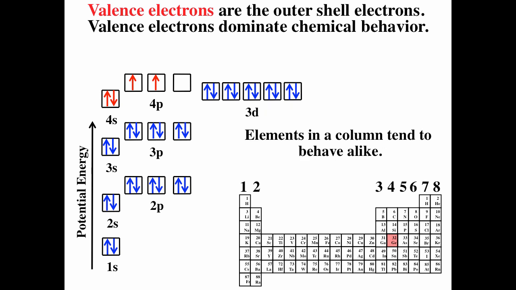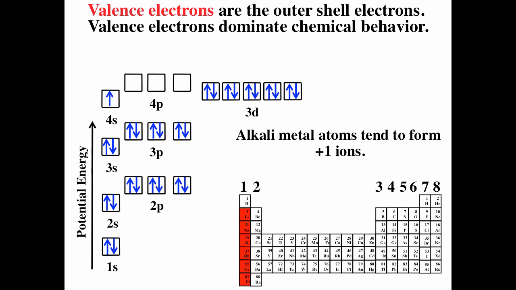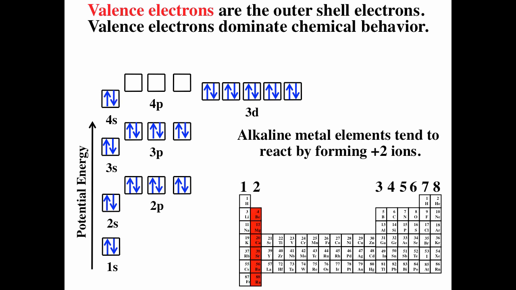Elements in a column tend to behave alike because they have the same valence electron configuration. For instance, the alkali metal atoms tend to form +1 ions. Remember, hydrogen is not a member of any group. If they lose 1 electron, then they get noble gas configuration. The alkali metals are all relatively similar. They're all fairly soft, reactive metals. The alkaline earth metals also behave alike. They typically form +2 ions, and they also are fairly similar.